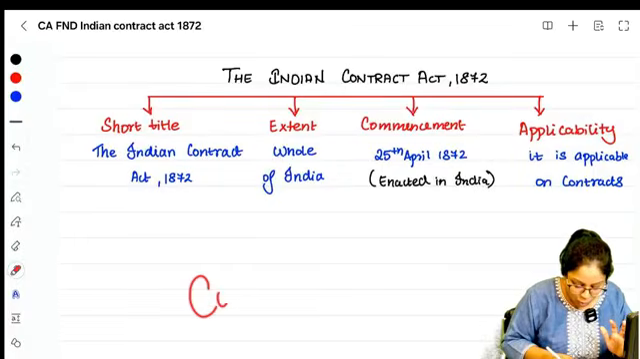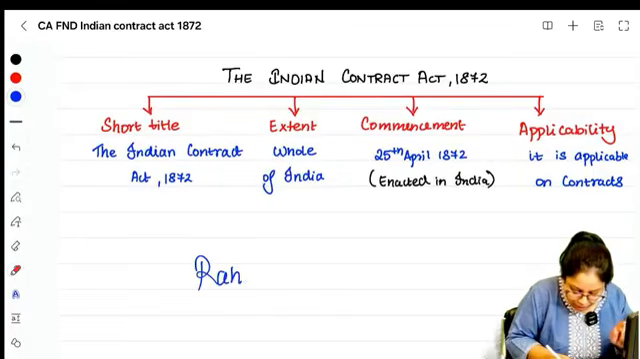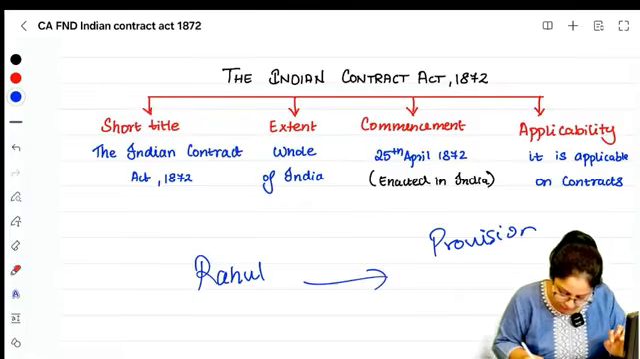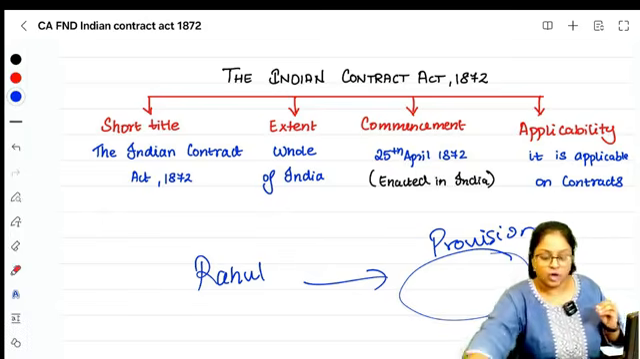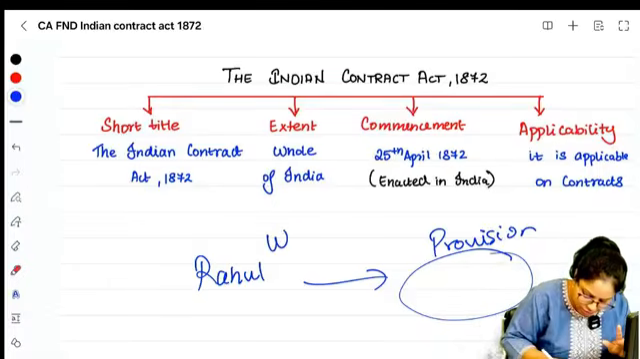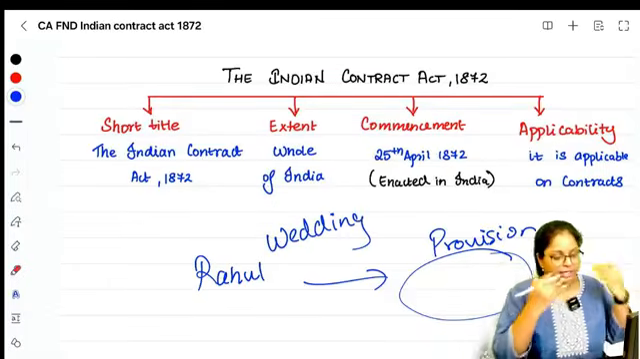It's because suppose there was no Contract Act, this Rahul guy comes to me. Let's say I run a provision store. Provision store means like a supermarket, let's suppose. He comes and places an order saying, ma'am, I want 100 kgs of basmati rice, this, that, so much order he places because his wedding is going to come. To make food and all, he's placing an order.